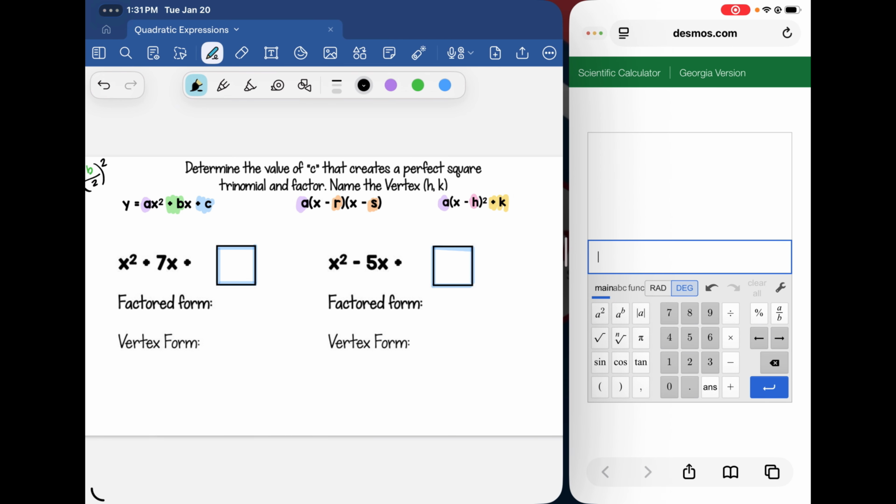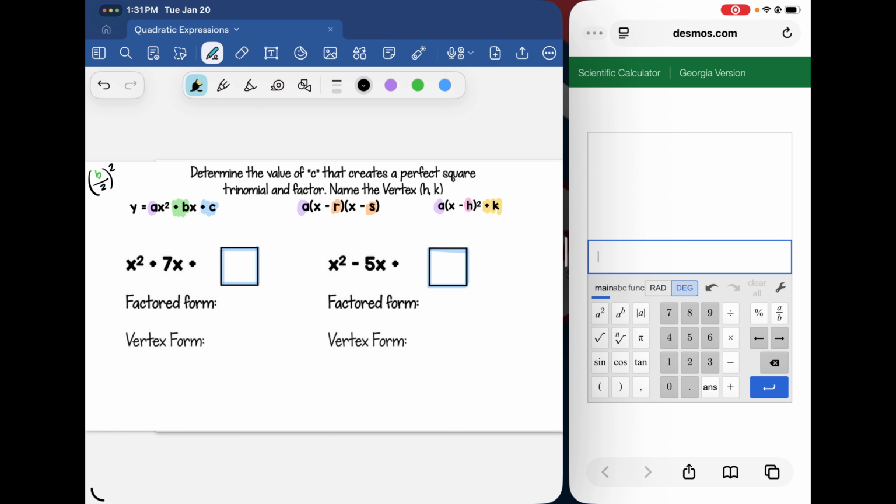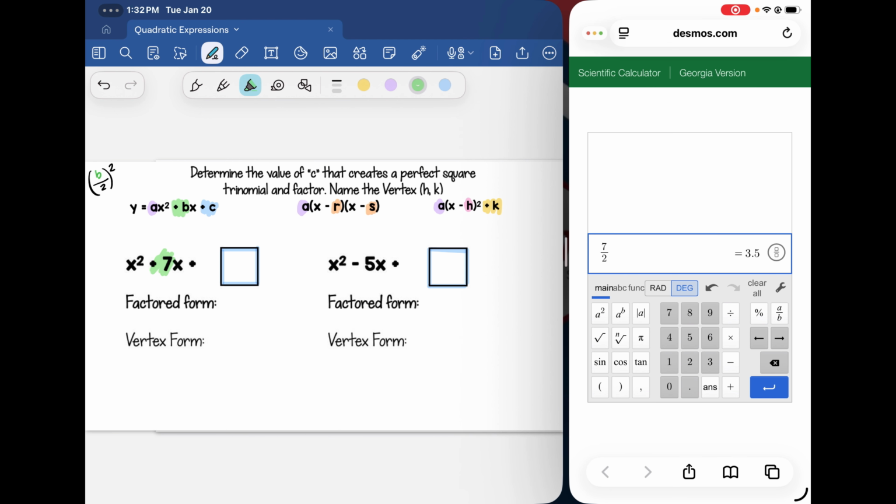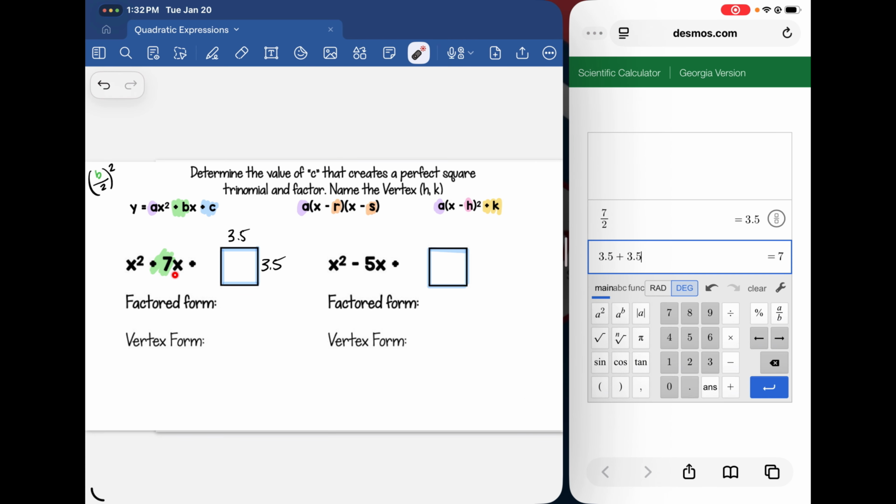All right, well, what about x squared plus 7x plus this box? You're probably saying, well, Miss Carter, I know I'm supposed to take half of my b value, which is a 7. But half of 7 doesn't give me a whole number. And you're right, but it doesn't mean I can't take half of it. So what is half of 7? 3.5. That means that this side gets a 3.5 and this side gets a 3.5, because 3.5 plus 3.5 gives me this 7.